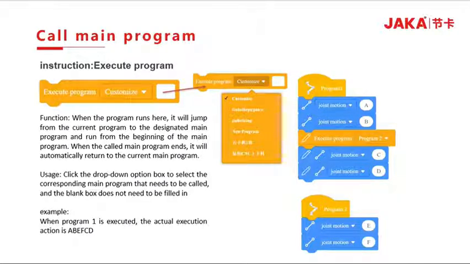In the example shown on the right, the program executes action A, B, and then calls the instruction to call the main program. After the called main program finishes, the action C, D will be executed. The whole program runs the actions in order A, B, E, F, C, D.